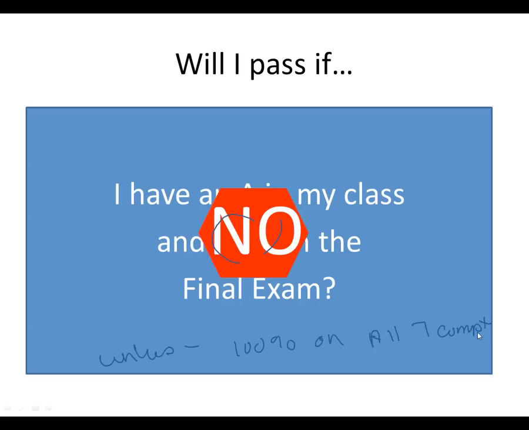All right, we got one more question, and then I think I'm going to turn over to, who am I turning over to? Okay, here we go, one more question. Will I pass if I have an A in class and a 60% on the final exam? Why not? Unless you have 100% on how many competencies? How many are there? 7 competencies. So this is probably going to be a no, right? No passing.